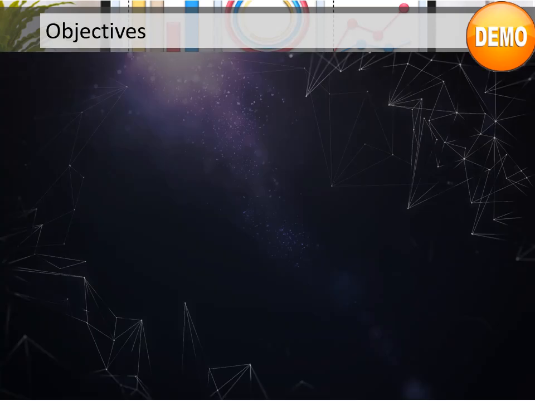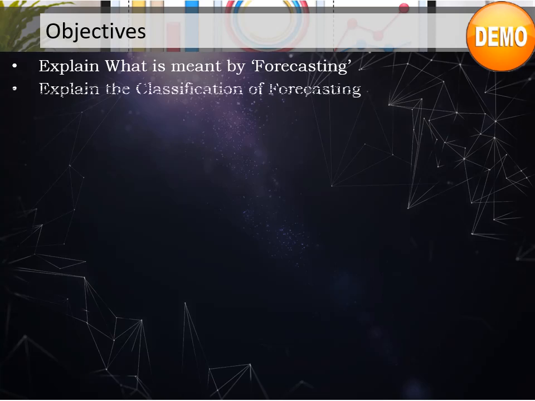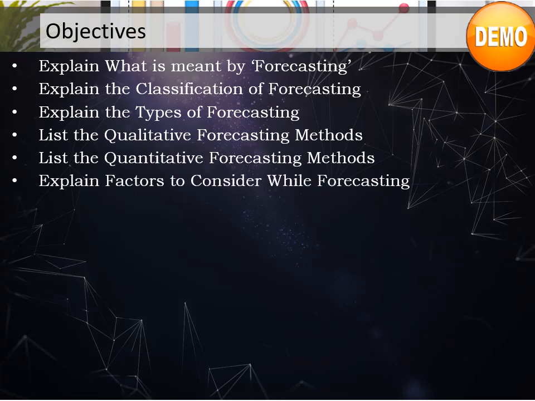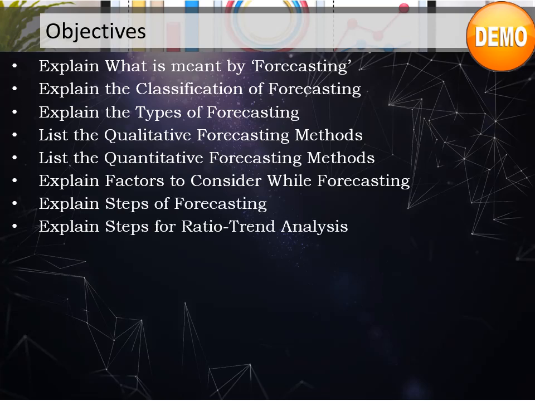Let me quickly take you through the objectives of this course. Explain what is meant by forecasting. Explain the classification of forecasting. Explain the types of forecasting. List the qualitative forecasting methods. List the quantitative forecasting methods. Explain factors to consider while forecasting. Explain the steps of forecasting and the steps for ratio trend analysis.